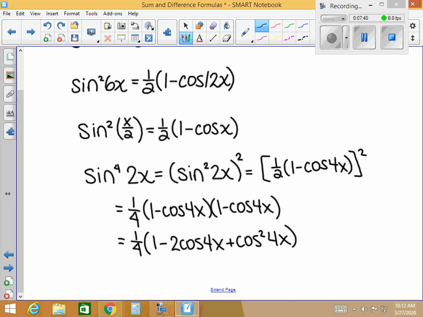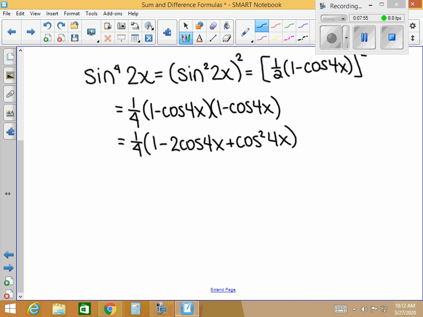But then look what I have here. My goal is I need to get things down to the first power, regardless of the angle, which could be 1x or 2x or 257x. I need the sines and cosines to be to the first power. I got that started here. I can distribute and say, well, that's 1/4, and that's minus 1/2 cosine 4x. But I still have a cosine squared term right here, cosine squared of 4x, which means I get to power reduce again.